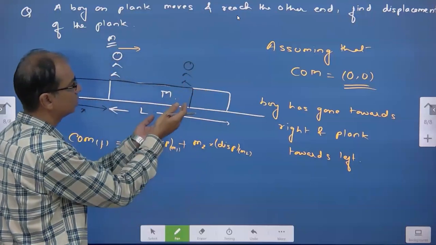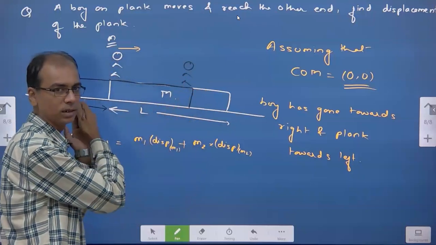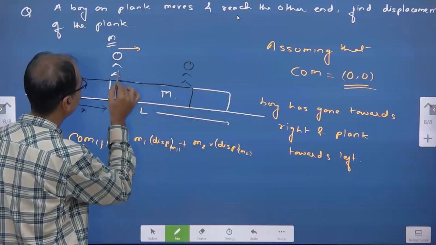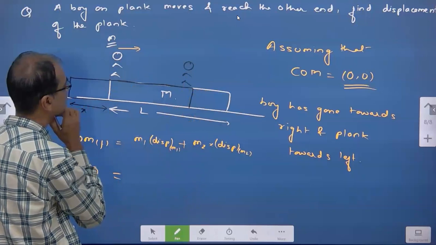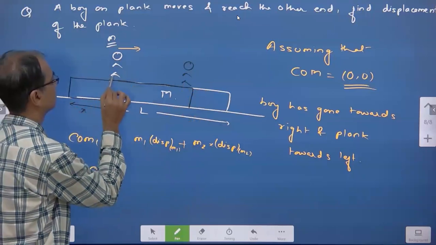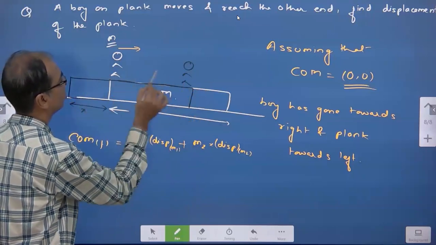Why? Because that is only the plank's end. The plank has moved that side. So how much the plank has moved, but this boy has moved. The boy has moved from here to here. And how much is this? Check and tell me, please. This is the initial position. This is the final position. How much has the boy moved?